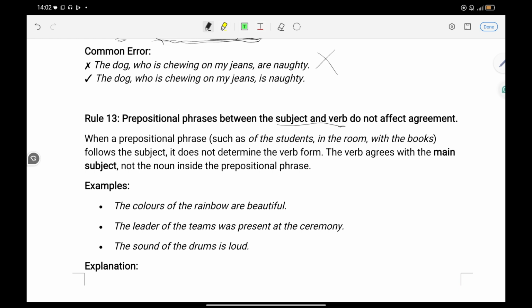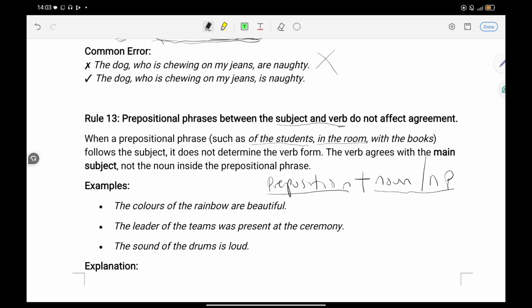So, you may see prepositions like of the students in the room. Now, just to be sure you understand, a prepositional phrase consists of a preposition plus a noun or noun phrase. So when you have a preposition and a noun or noun phrase together, it's a prepositional phrase. For instance, we have in the room. In is a preposition, the room is a noun phrase. With the books. With is a preposition, the books is a noun phrase. Of the students. Of is a preposition, the students is a noun phrase.